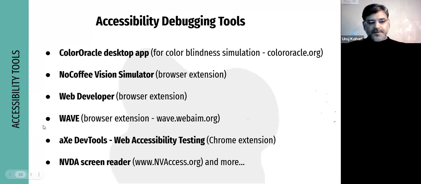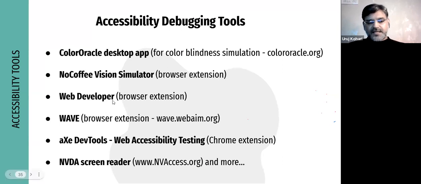Okay. Then there is a fantastic, my favorite, Wave extension. Now, I think anyone with an interest in accessibility must have this browser extension. What this does is it helps you understand, for each individual page, what the accessibility issues are. So it will really pinpoint those accessibility issues for you. And this is actually a favorite for most people.